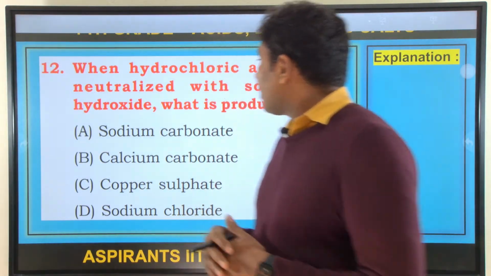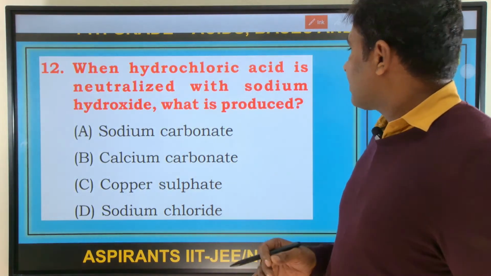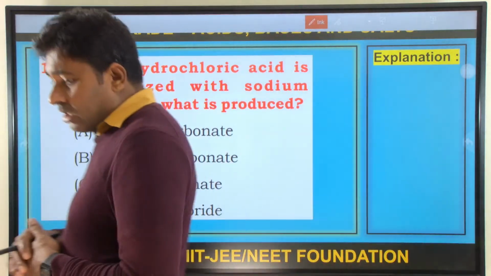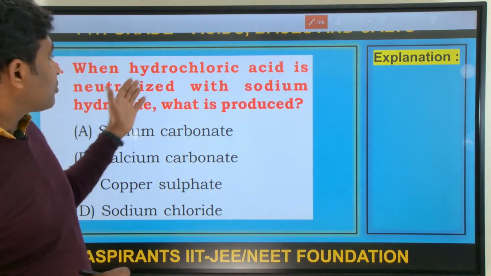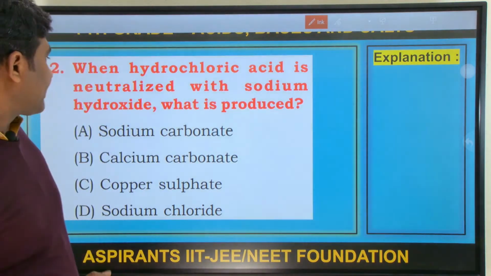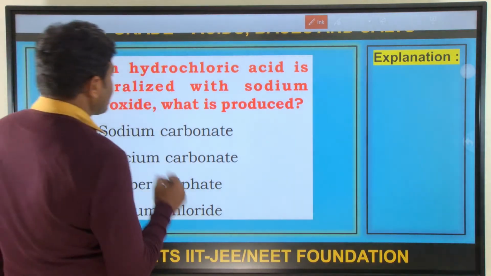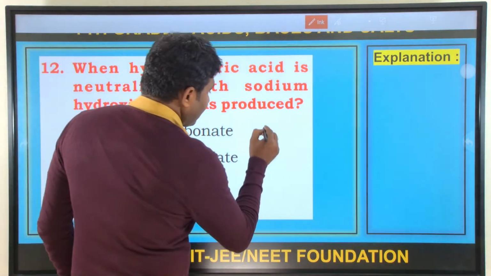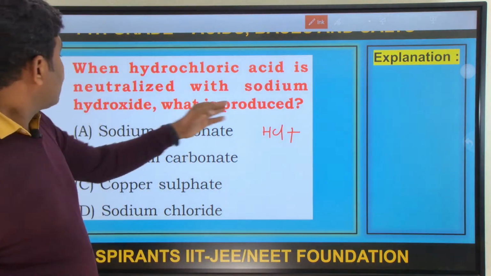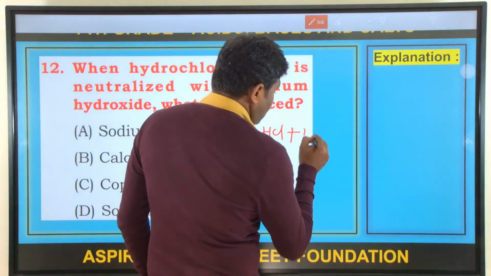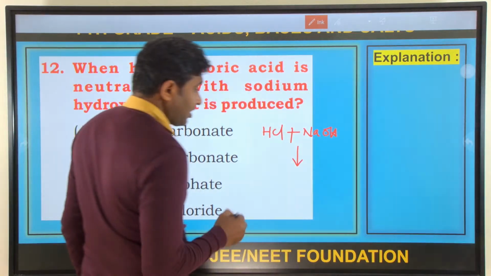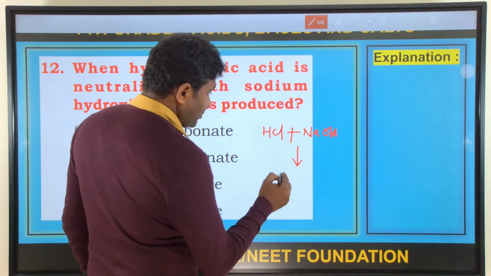Now, when hydrochloric acid is neutralized with sodium hydroxide, what is produced? So here, two chemical components are there. When we treat the two chemical components, what product is produced is being asked. So what are the reactants in this reaction? Hydrochloric acid, HCl, and sodium hydroxide, NaOH.